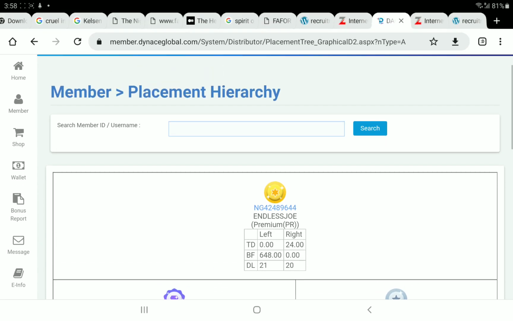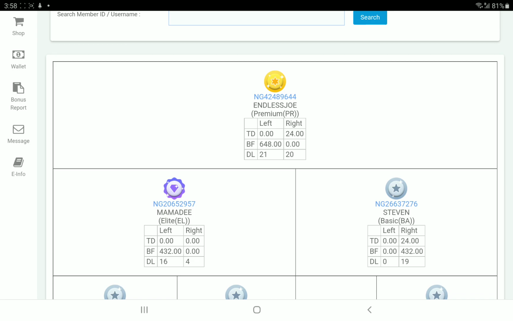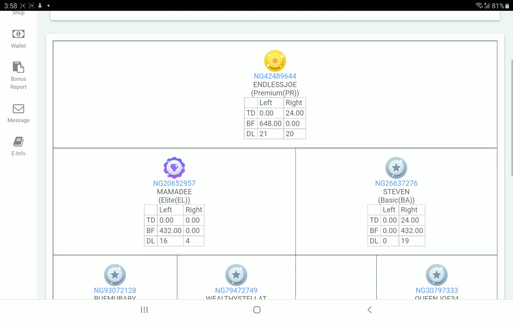Okay, so your account is a binary. So you have a team to the left and you have a team to the right. Now you have what we call the outer leg and you have what we call the inner leg. For this case, the left side is where you have the Mama D, that is under Endless Joe. Then on the right you have Steven on the right.